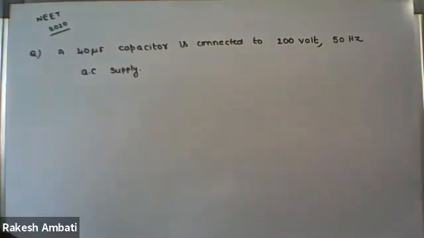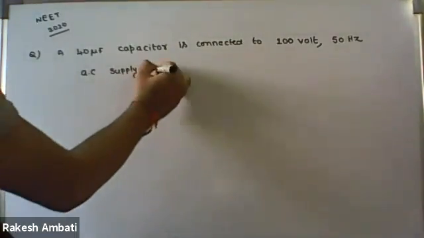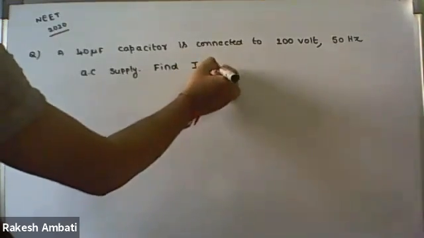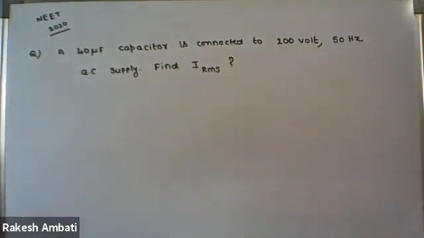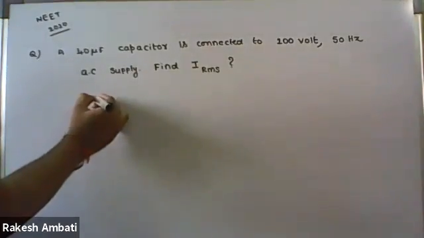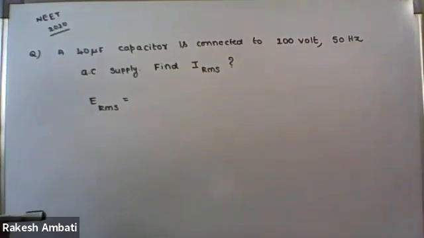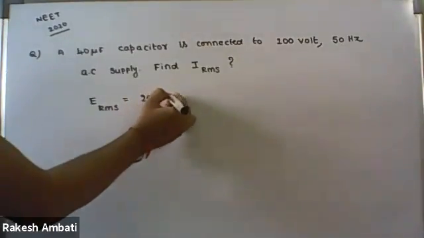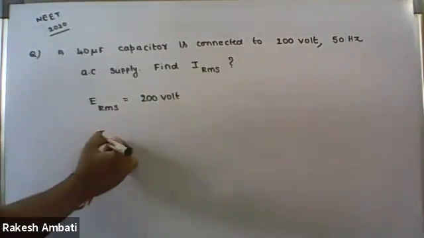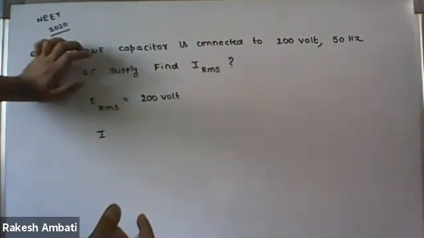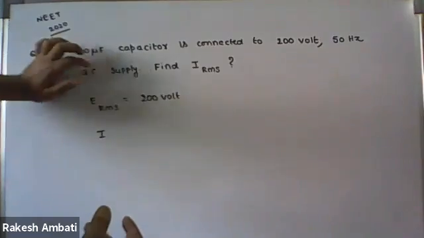So AC supply, find IRMS. Please answer. In the question, what is the value of ERMS given? ERMS is 200 volt. Then you follow Ohm's law. Now, this question comes under which circuit? This question comes under a purely capacitive circuit.